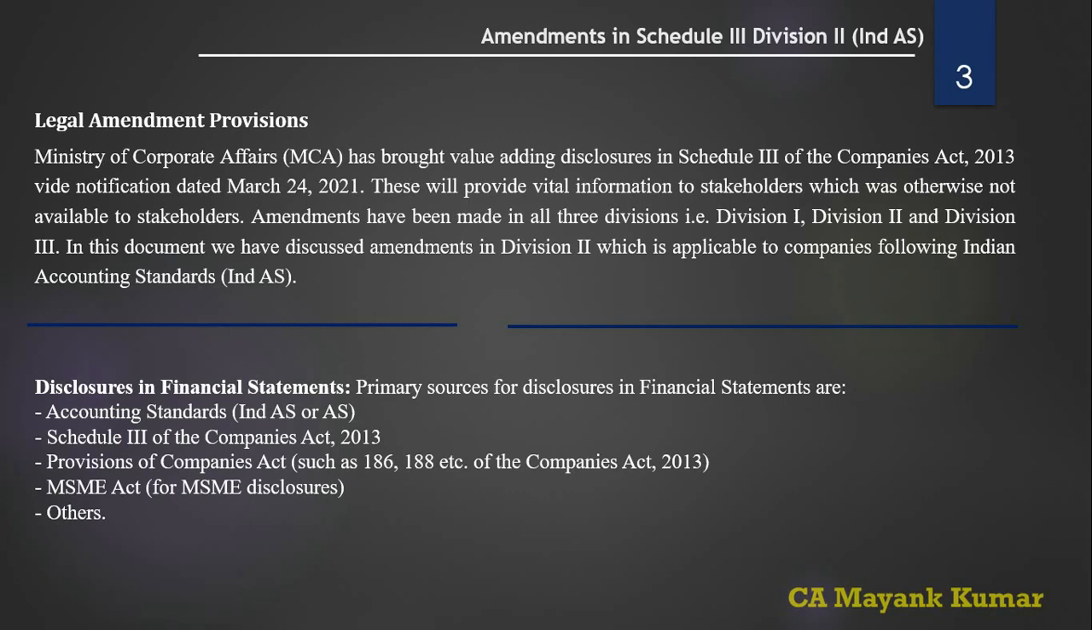Then we will have our insight on the primary sources for the disclosures in the financial statements. We all know that there are n numbers of disclosures required to be given in the financial statement, but some of the important sources are: first, accounting standards, whether Ind AS or accounting standard. Second, Schedule 3 of the Companies Act, the amendment of which we will discuss now. Third, provisions of the Companies Act like Section 186, 188. Fourth, the MSME Act, which requires the disclosure of the amount outstanding, including interest due thereon, and some others.